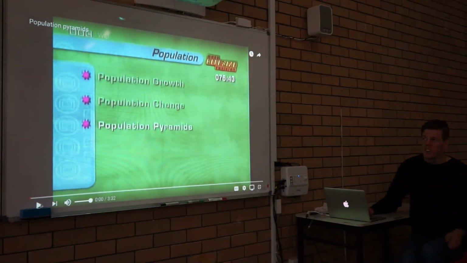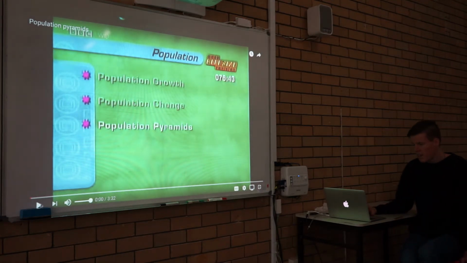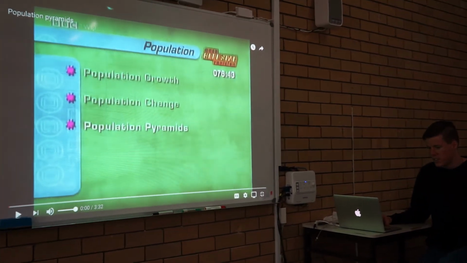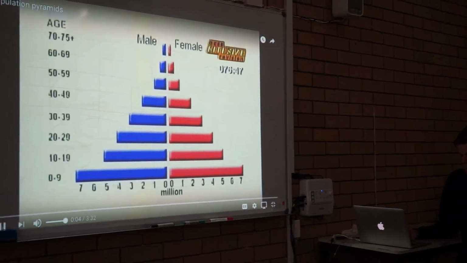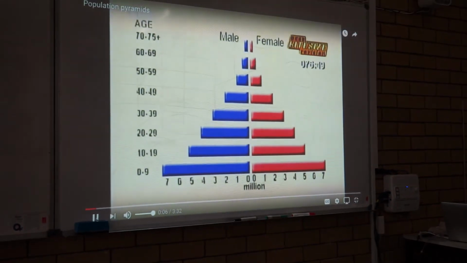A population pyramid is a type of graph. It's actually 2 bar charts standing back.